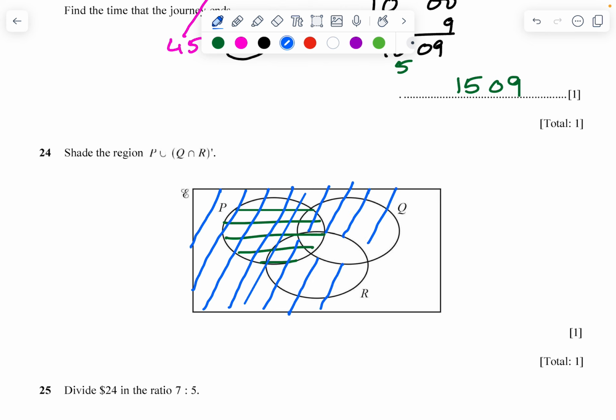So this is going to be the answer. So what is that answer? Except this part, everything is shaded. That is going to be the answer.